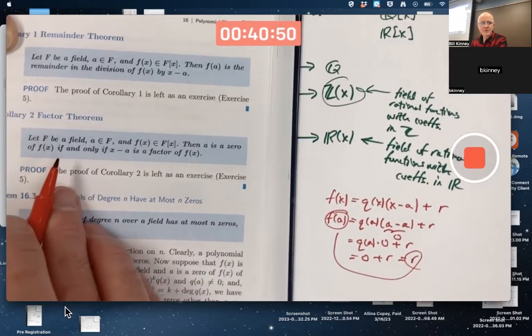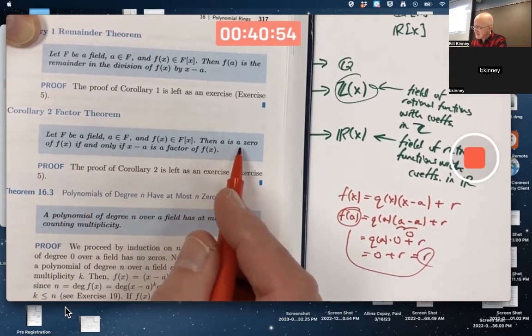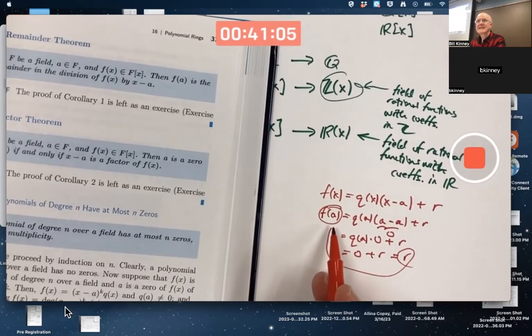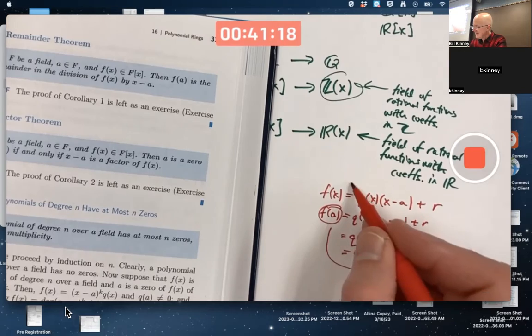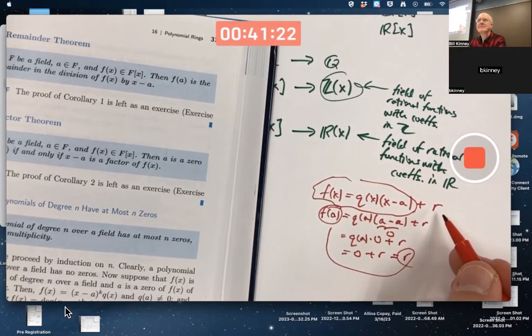And you already knew this theorem too, that's related, the factor theorem. Ultimately, a is a zero of f(x) if and only if x minus a is a factor of f(x). a is a zero of f if f(a) equals 0, meaning r is 0 in this long division, in dividing f(x) by x minus a. Meaning this equation would be true with that thing being 0. x minus a would be a factor.